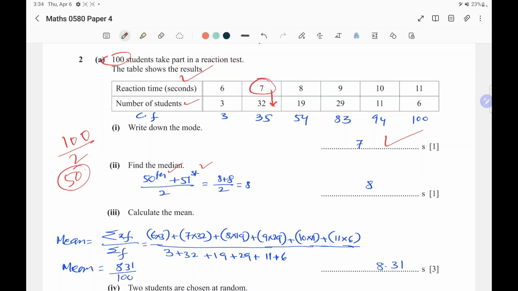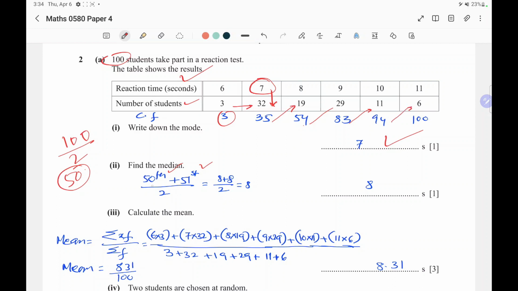So for this, I used CF, that's the cumulative frequency. So for 6, this is 3. Then you know that for the cumulative frequency, you need to add up these two. So you will get 35, then add again 19, you will get this, add 29 to get 83, then add again 11, then 94, and then again add 6 to get 100.